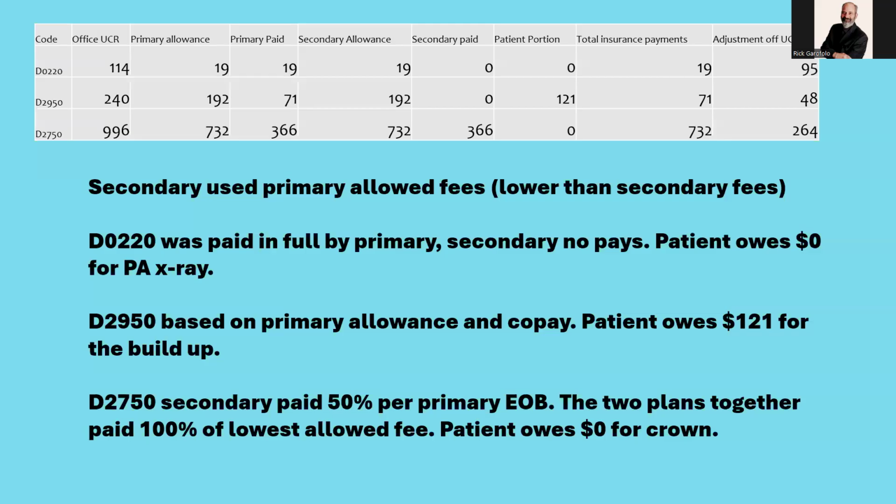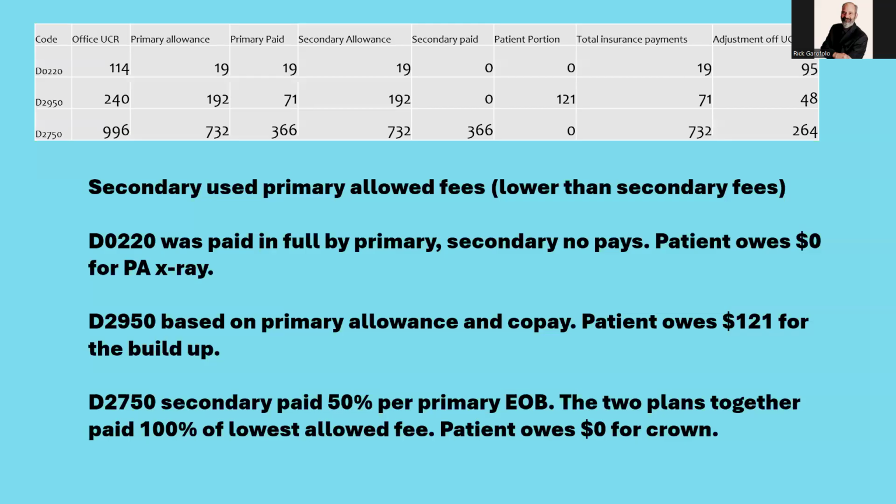So ignore that PA line there. But the $29.50, the buildup, $240 full office fee. Primary allows $192. Secondary allows $192. Primary paid 71, secondary paid nothing. The patient's portion is 121, and my adjustment is going to be 48 to take us from 240 down to the 192. Secondary used the primary allowed fees again because they're lower than the secondary's allowed fees.